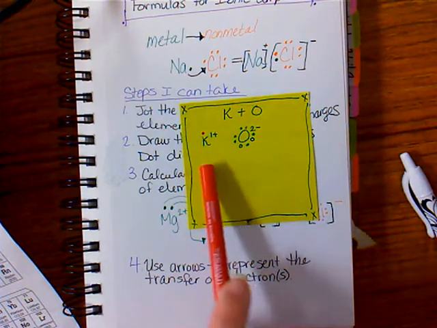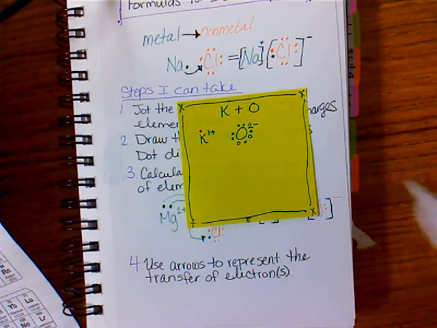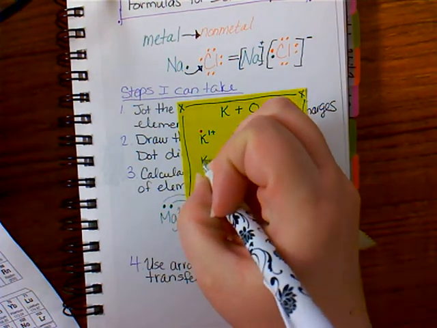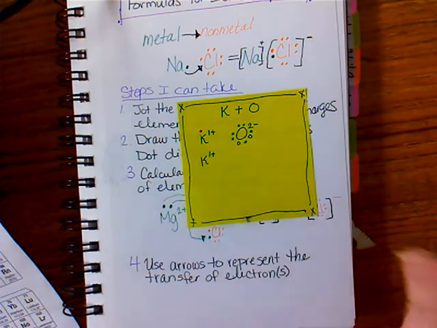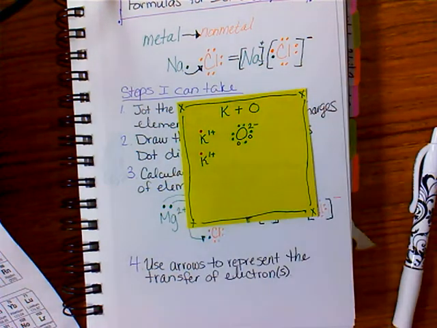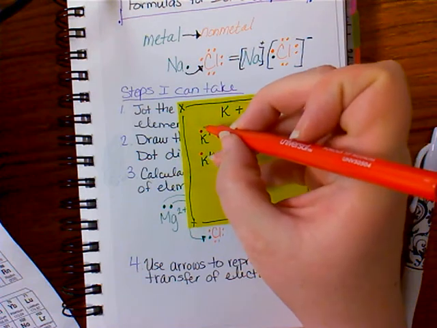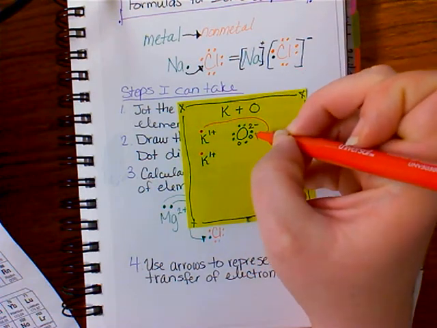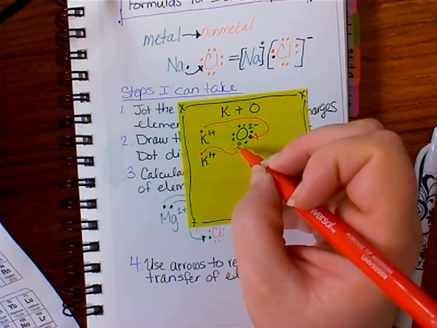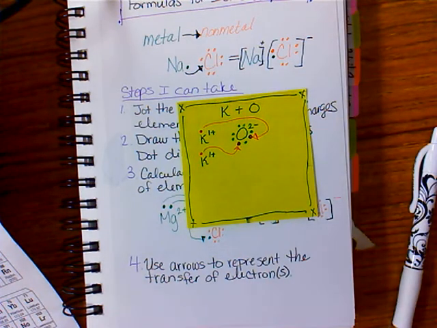But we only have 1 potassium, which has 1 valence electron. What do we do? We give it another potassium. Okay, so now what you will do is draw the arrows. I'm going to take this one way over here, and this one way just right here. Okay, and now you're that far.